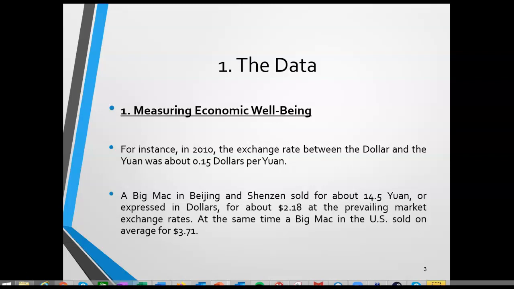A common example for this is the comparison of Big Macs. The reason why we use Big Macs is because they're sold basically everywhere and they're more or less the same everywhere. And a Big Mac in Beijing and Shenzhen at the time sold for about 14.5 yuan. If you express that in dollars, that would be around $2.18 at the prevailing market exchange rate. More expensive now, this was about 10 years ago, but it drives home the point. At the same time, a Big Mac in the United States sold for about $3.71.